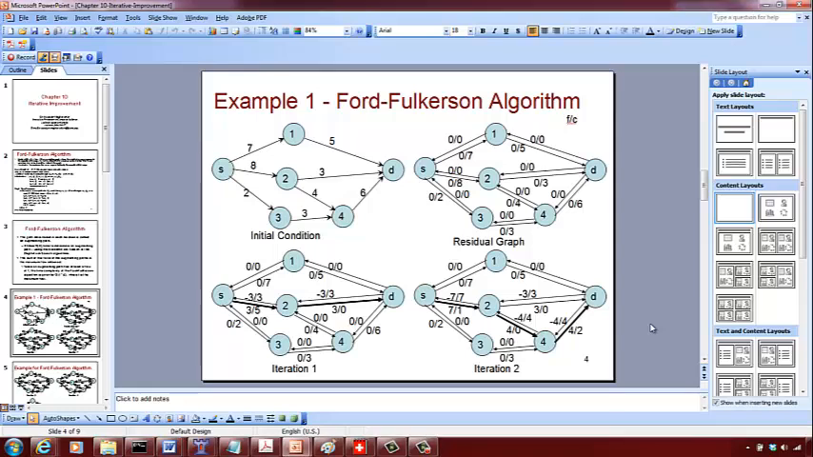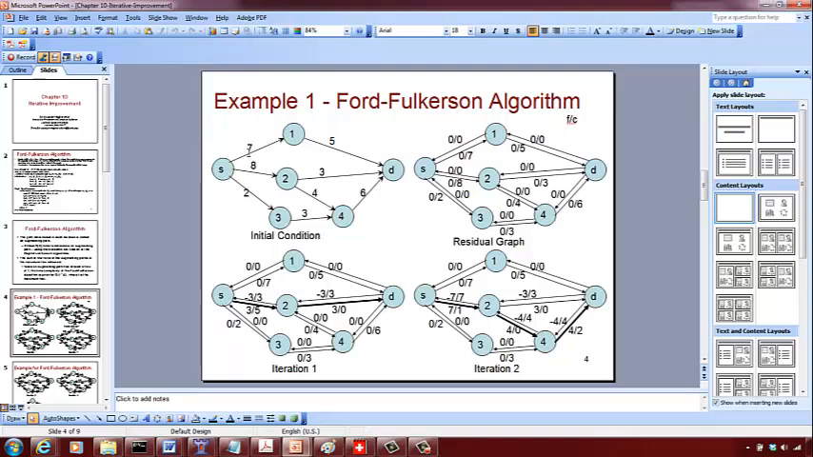Hello students, now we are going to talk about the Ford-Fulkerson algorithm to find the maximum flow that is possible from the source vertex S here to the sink vertex or the destination D. So you will be given what is called a graph like this with the edges and the weights on these edges indicating the capacity of those edges.